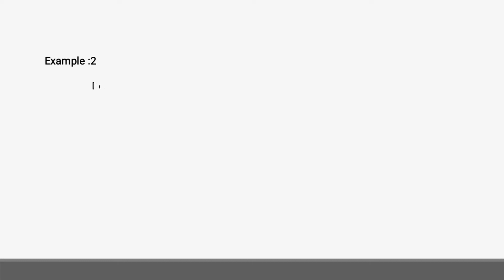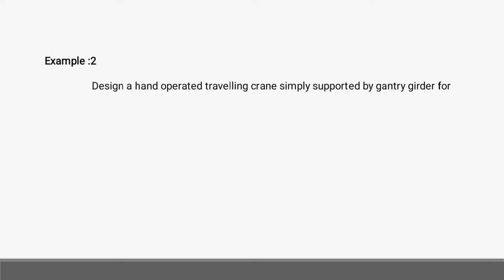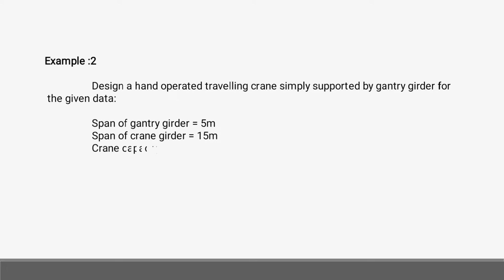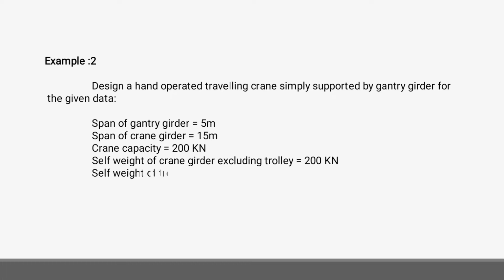Example 2. Design a hand operated traveling crane simply supported by a gantry girder for the given data. Span of gantry girder is equal to 5 meter. Span of crane girder is equal to 15 meter. Crane capacity is equal to 200 kilonewton. Self weight of crane girder including trolley is 200 kilonewton. Self weight of trolley is equal to 30 kilonewton. Minimum hook approach is equal to 1 meter.